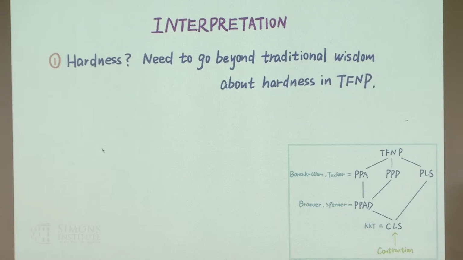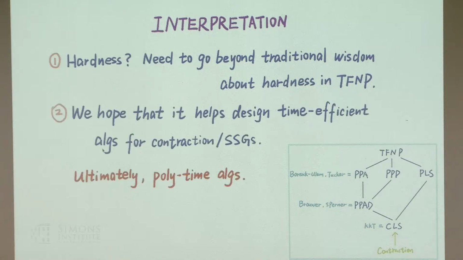So if one believes that the problem, for example, simple stochastic game is actually hard, it's not in P, then this will imply that contraction fixed point is also hard, it's not in P. But then we need to brainstorm how to show hardness about it because we cannot rely on query complexity. And it will need to go beyond traditional wisdom about how to show hardness in TFNP. We are a little bit more optimistic, and we hope that this query algorithm may help design time-efficient algorithms for contraction and simple stochastic games, ultimately maybe polynomial time algorithms.